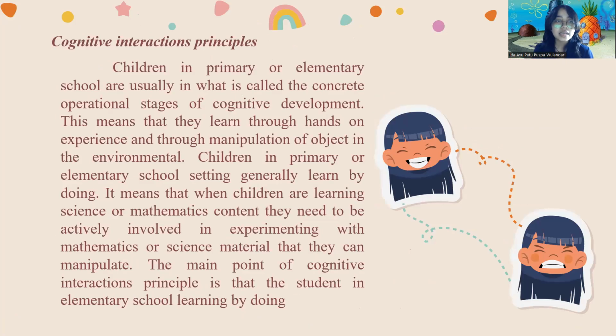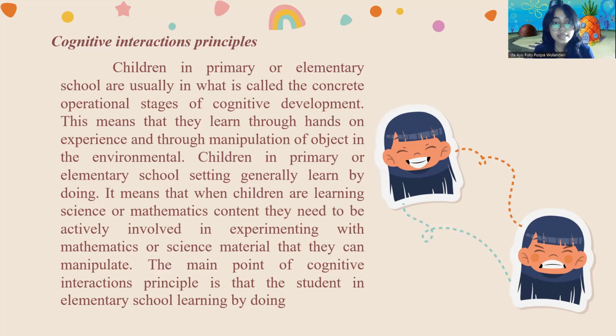There are also the other principle in early bilinguals material. So the first one is cognitive interaction principle. The children in primary or elementary school are usually in what is called the concrete operational stage of cognitive development. This means that they learn through hands-on experience and through manipulation of objects in the environment. The children in primary or elementary school setting generally learn by doing.